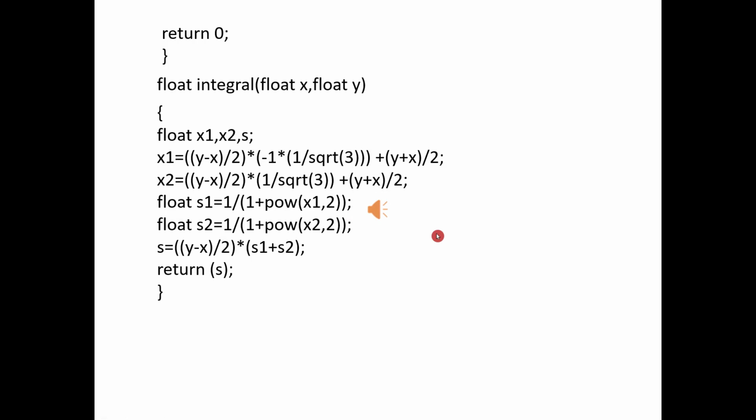Our function has three variables of the type float, which are x1, x2 and s. x1 will take the value as explained in the algorithm part. The same goes for x2. We have declared another variable s1 of the type float, which will take the value of f of x1 as explained in the algorithm part. And s2 will have the value of f of x2.